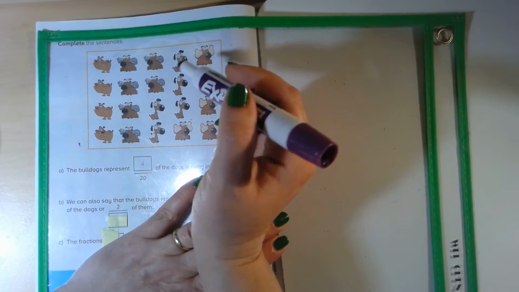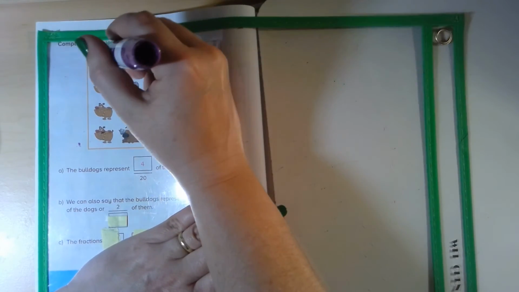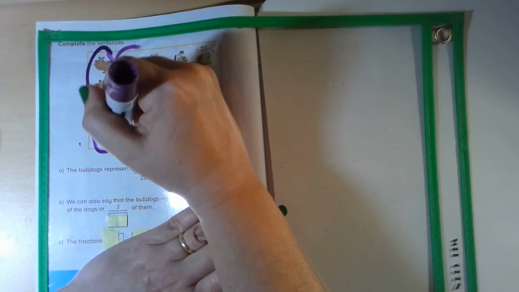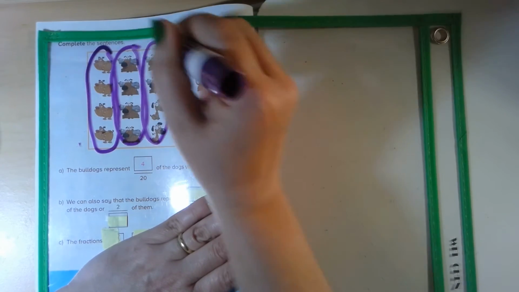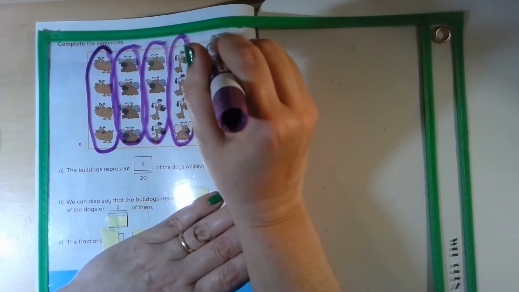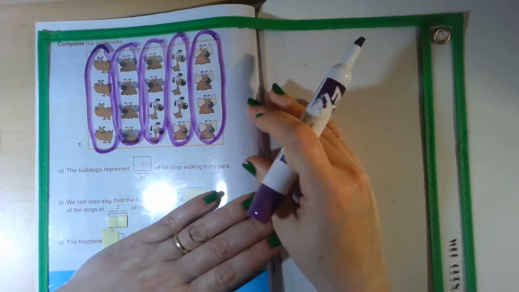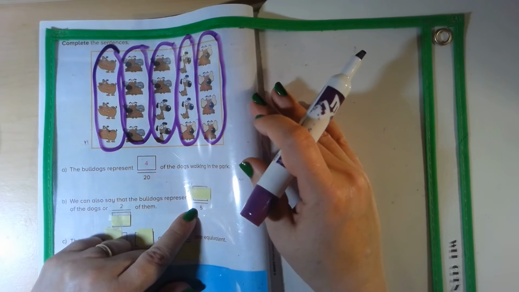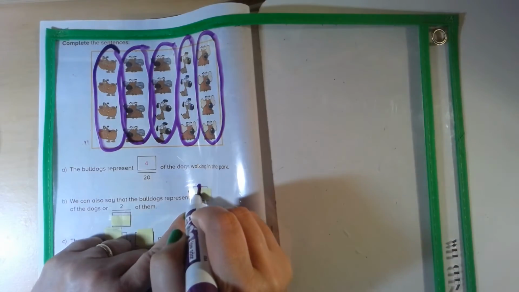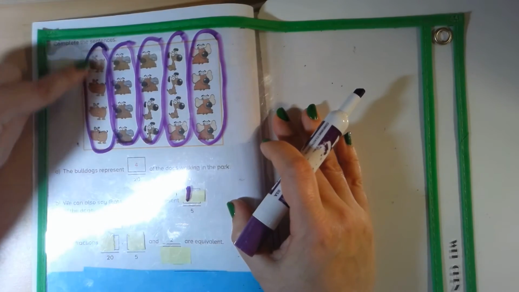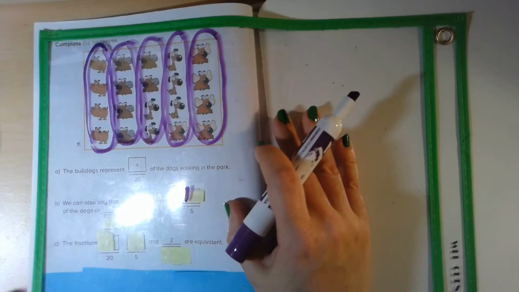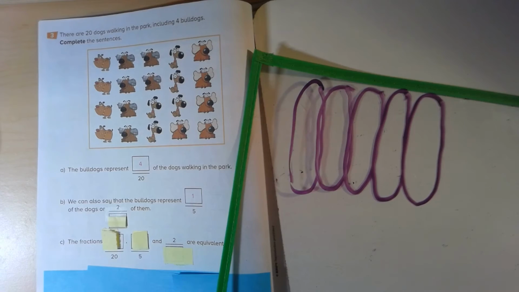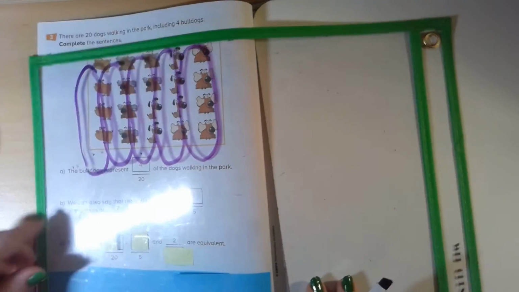Ooh. So if you were to put it into 5 equal groups, you would have 1, 2, 3, 4, 5 equal groups. We can also say that the bulldogs represent, how many are there? 1. One group is the bulldogs, isn't it? So 1 out of 5. Wow. 1 out of the 5 total groups.